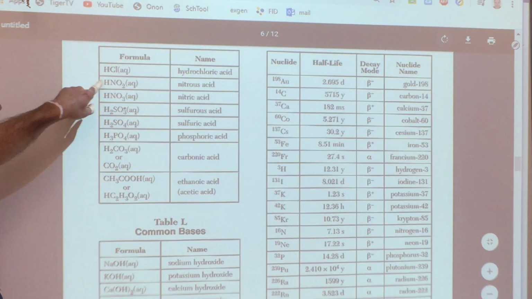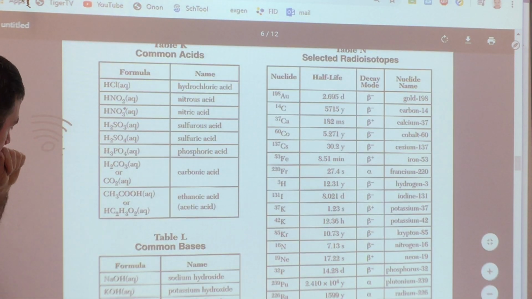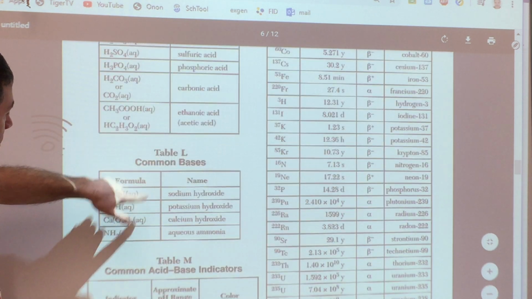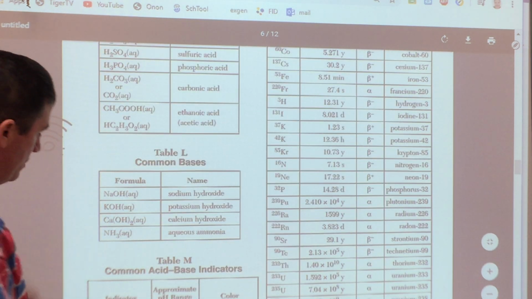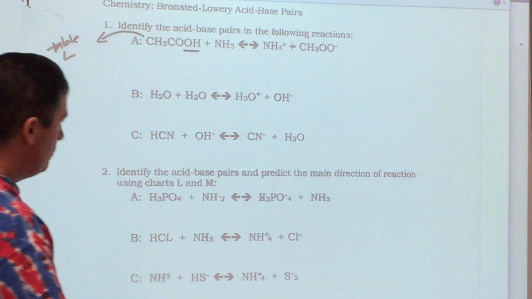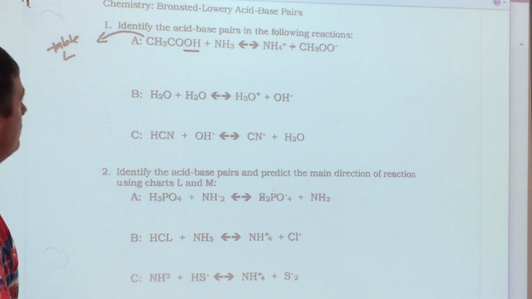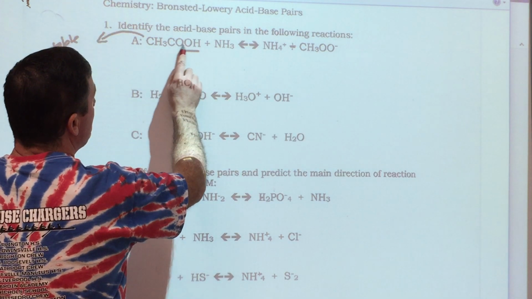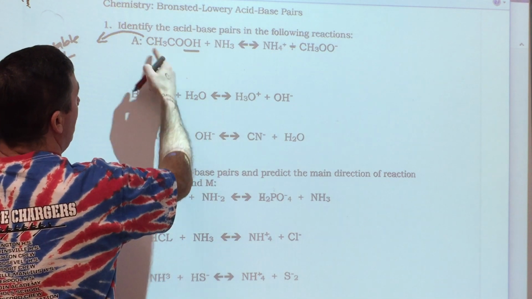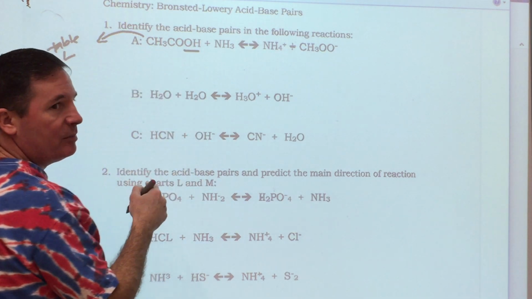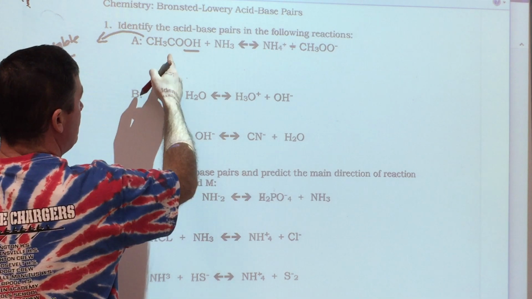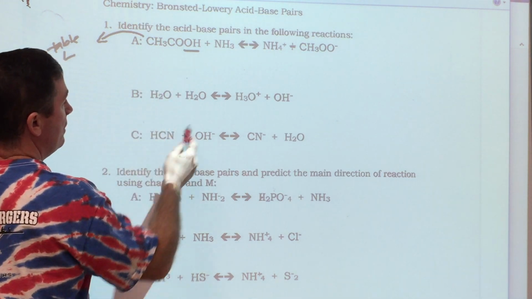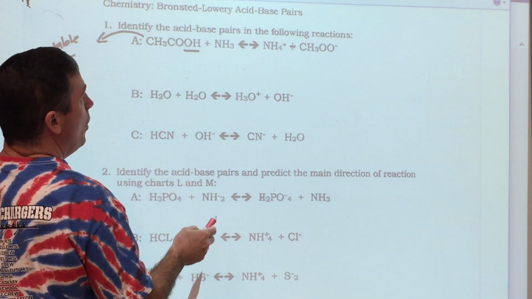My fault, it's table K. Table K tells you acids, and table L will give you common bases. So, in this case, we have CH3COOH. Sometimes you'll see the H in front of this. It makes it a little bit easier to identify it as an acid. But this is acetic acid, and this, you should know by now, is ammonia.